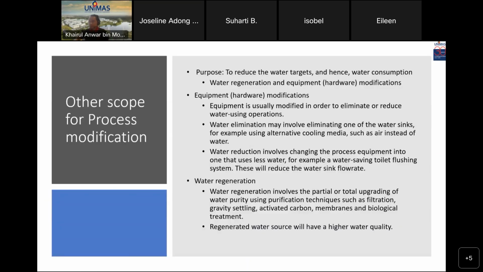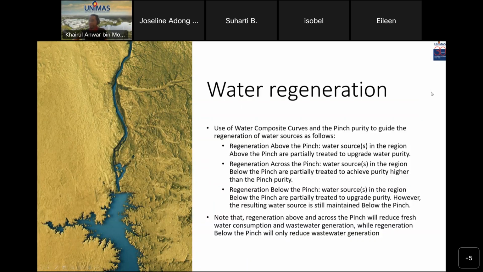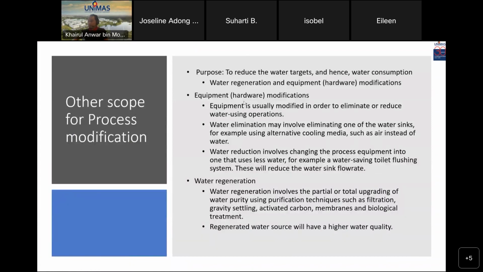So, another scope for process modification. The purpose is to reduce the water target, hence water consumption. So the two methods are water regeneration and equipment modification.